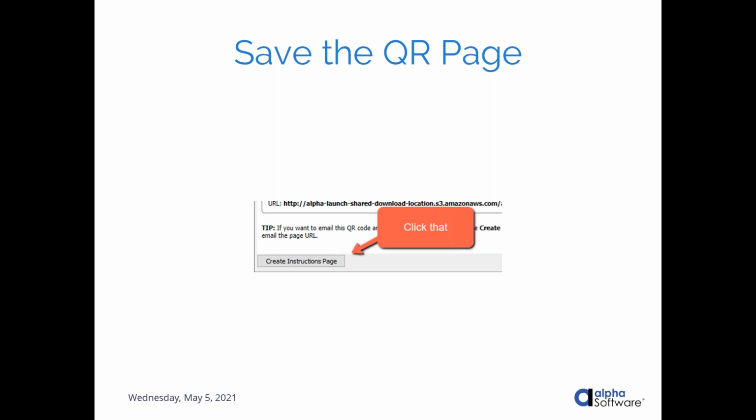And then you want to copy the URL in the dialog that pops up, and then you want to save that, paste it somewhere. That page is invaluable. You only need to make it once, as long as you continue to publish your apps to the same place, and you can share that with everyone who needs to know how to download your apps into Alpha Launch. And I'll show you what that page looks like in a moment.